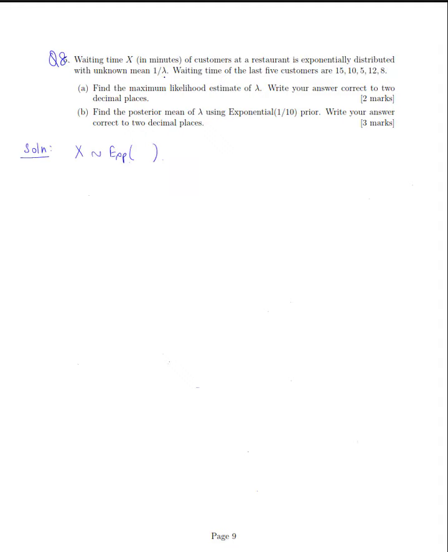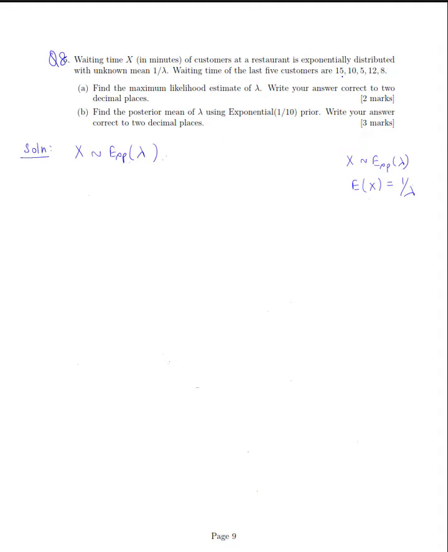With unknown mean 1 by lambda, we know that if you have a random variable x that is exponentially distributed with parameter lambda, its expected value is given as 1 by lambda. So since the mean here is 1 by lambda, the parameter is going to be lambda.